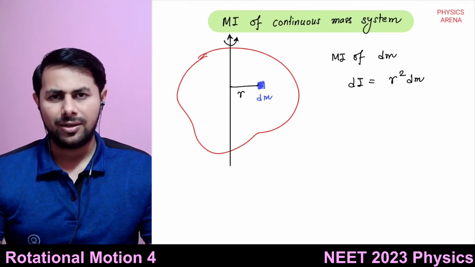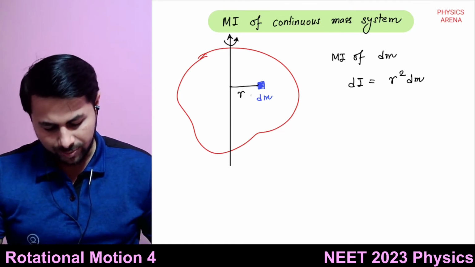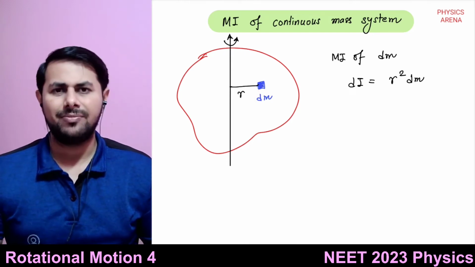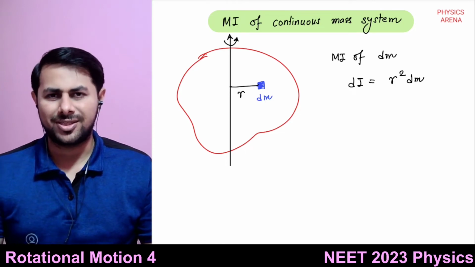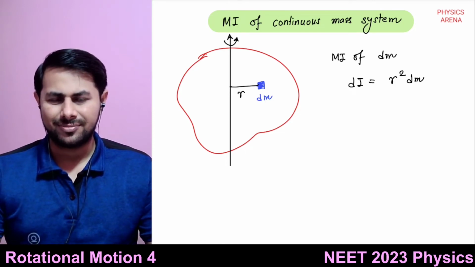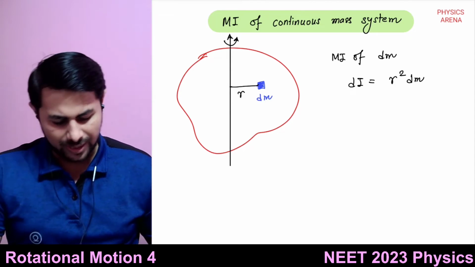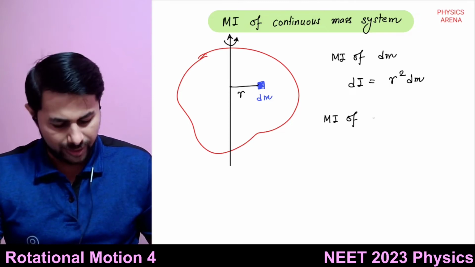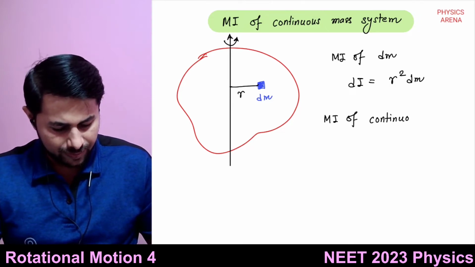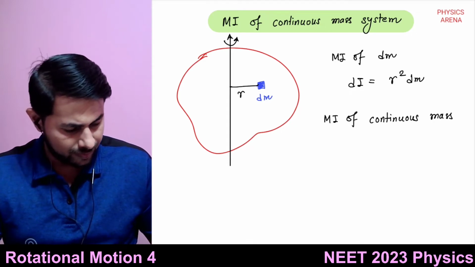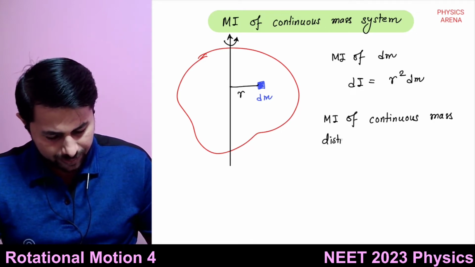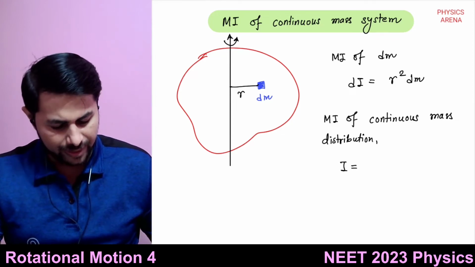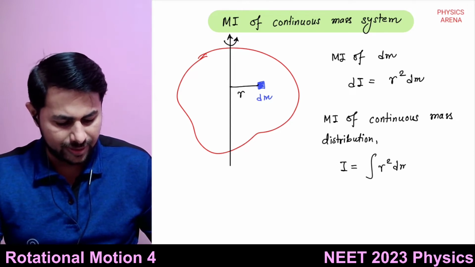And then we do it for all the small pieces of mass dm over this body. This procedure is called integration, right? So the moment of inertia of this body, of continuous mass distribution, suppose I, will be the integral of r square dm.